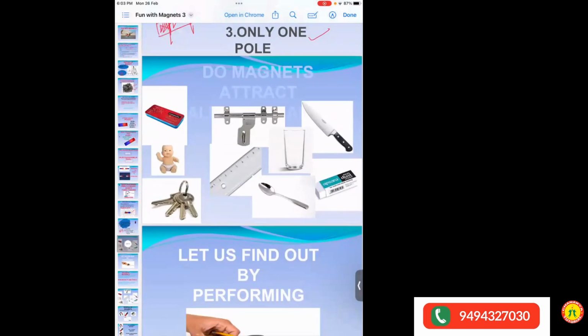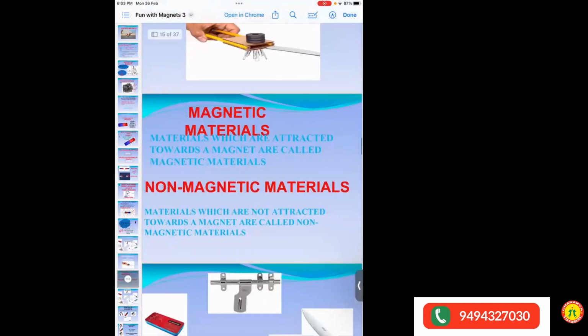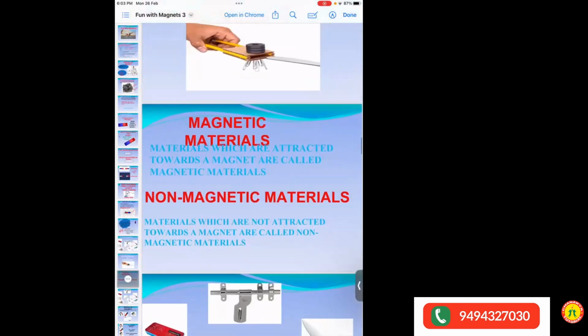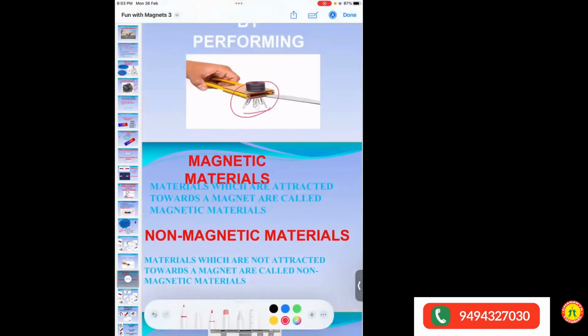So, do magnets attract? Different items are given. If they attract, then they are magnetic. If not, then they are non-magnetic. This experiment we frequently do actually. When we are small, we play with a steel scale. And see, Rishit, you can see this is a steel scale, right?